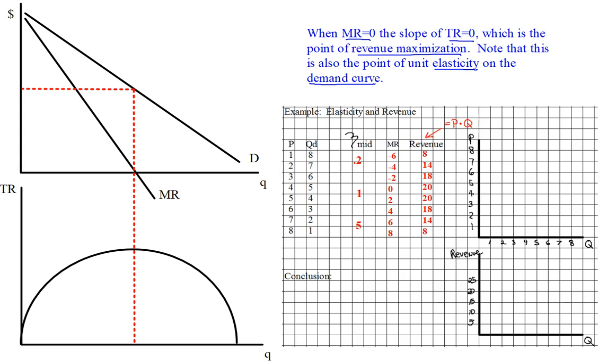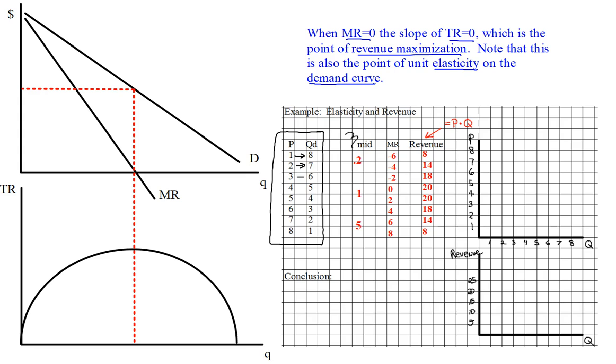To do so, I'm going to start with looking at a hypothetical demand curve. So here's a hypothetical demand curve right here. Here's a demand schedule with different prices and quantities. When the price is $1, consumers will buy 8 units of the good. When the price is $2, they'll buy 7 units. When the price is $3, they'll buy 6 units, and so on, going the rest of the way down.